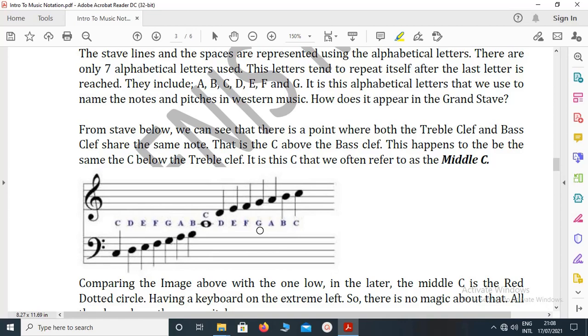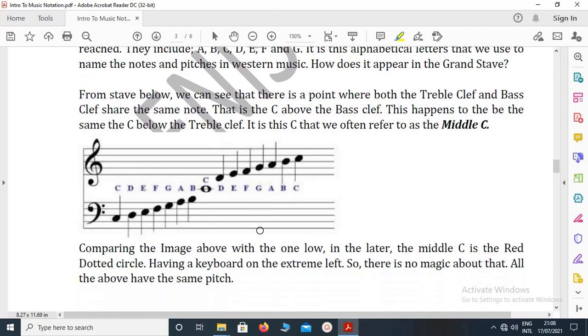No matter where you are playing, whether with your left hand, when you reach this C, it is the same sound as when you are playing with your right hand, the treble clef, and you come to this C. They will always sound the same. So that's why we call it that.